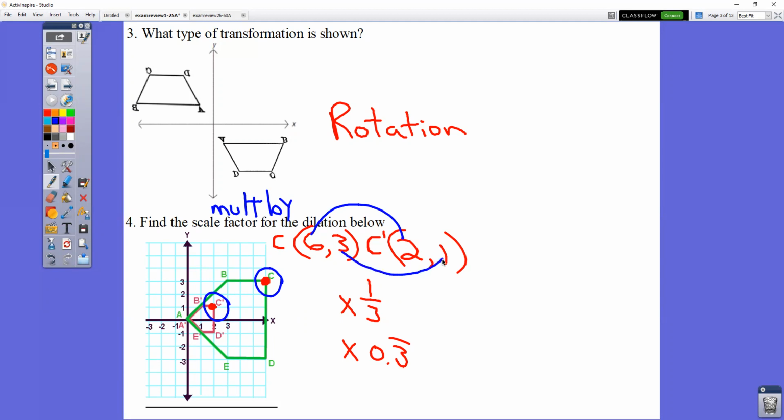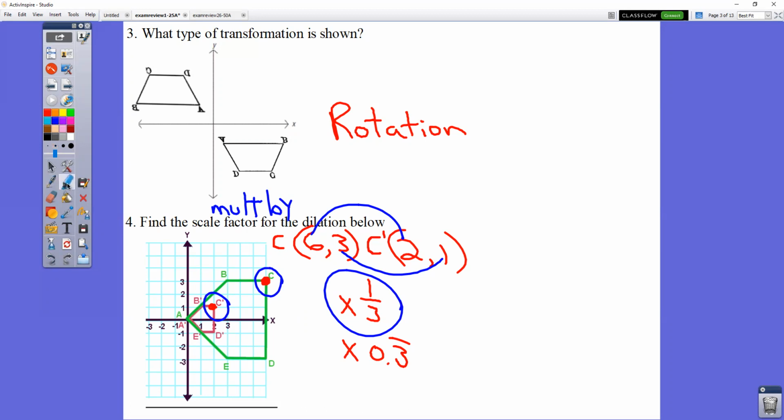Or you could look at the y values. 3 times what equals 1? How do you get from 3 to 1? Well, what you have to do is you have to multiply by 1/3, all right? How can you tell for sure that it's 1/3? You could divide those two numbers. 6 divided by 2 is 3, but know that because it's getting smaller, it has to be 1/3, not 3. If it was getting bigger, we would be multiplying by like 2 or multiplying by 3.